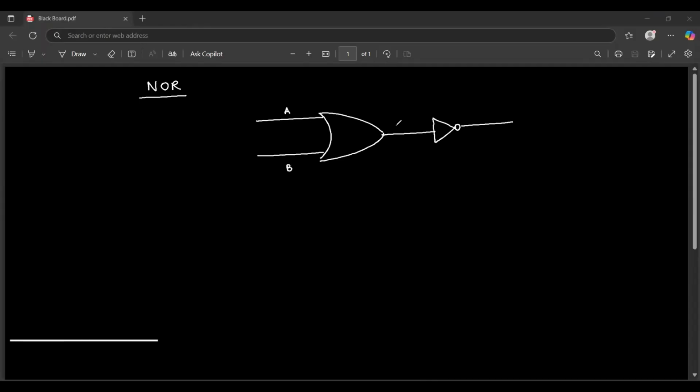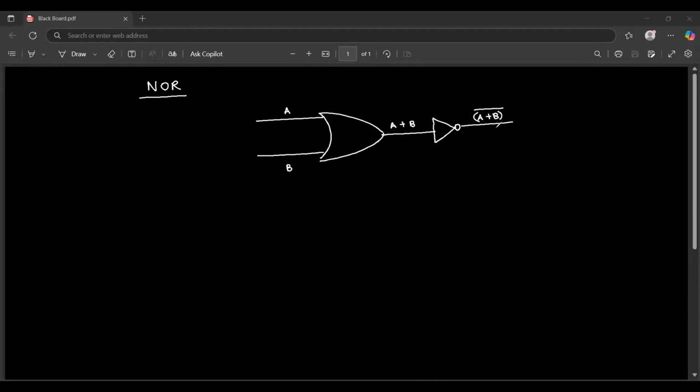Now we will talk about the NOR gate. A NOR gate is exactly like a NAND gate, but instead of an AND gate, we have an OR gate. So what is the complex circuit diagram? We have two inputs. They are passed through a single OR gate, and then the output is passed through a NOT gate. So we have A, we have B. The output will be A plus B, and the output after passing through the NOT gate will be A plus B whole thing bar.